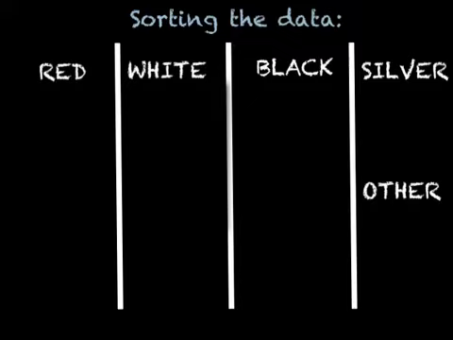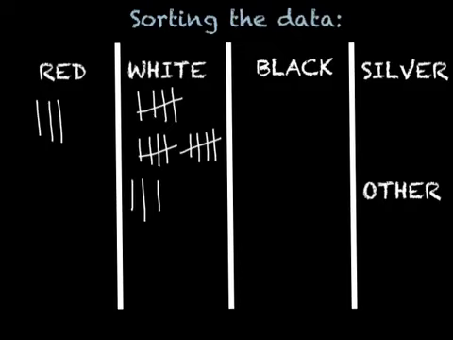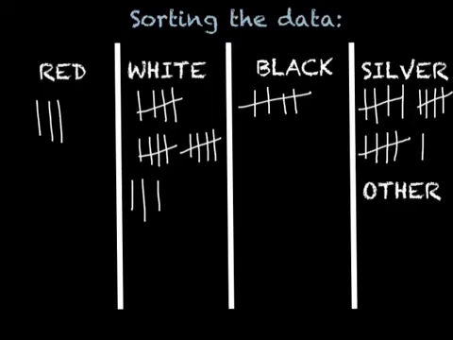Let's have a look at red. In red, I tallied 3 red cars. White, quite a few. Black cars, that was my tally marks. For silver, I tallied this much. And all the other cars, I tallied this much. So you can pause it here and have a look and compare that to your data. And the next step is to see what we can learn from this information that we've gathered.